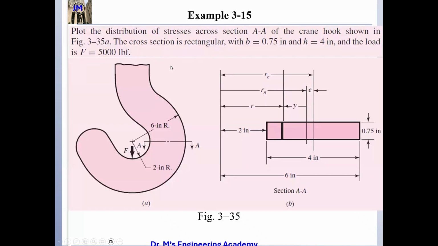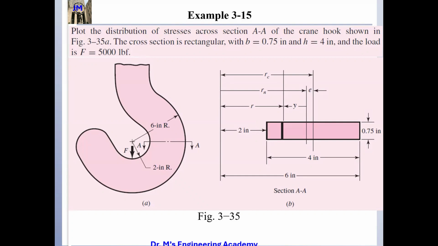Then we take a look at one example. I will go very quickly. This is a hook. Even if we just draw an imaginary plane, this is a very beautiful rectangular shape. However, the whole beam is curved. As a result, the neutral axis and the centroidal axis are different. So this is the center.